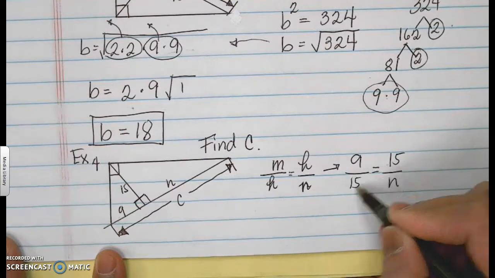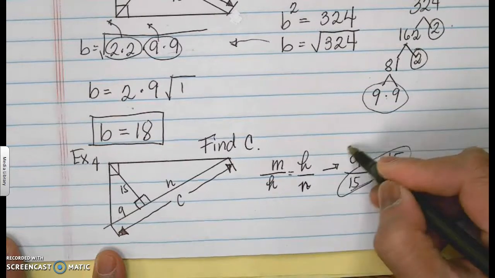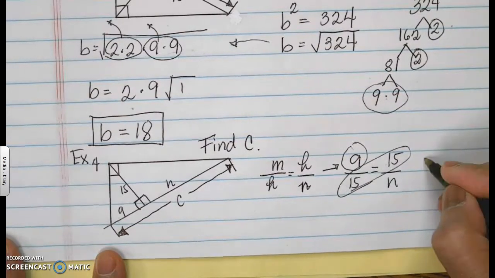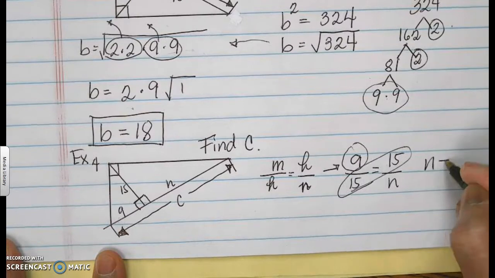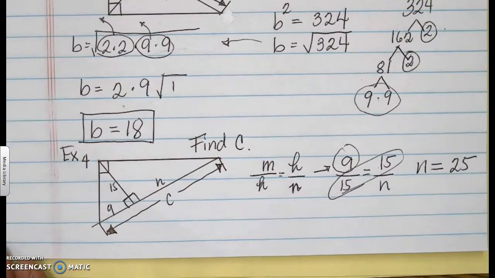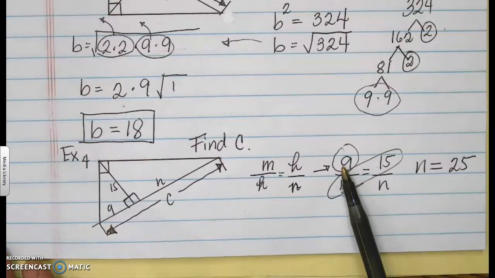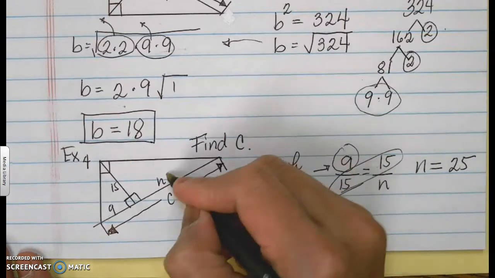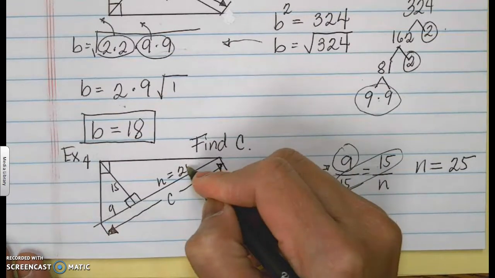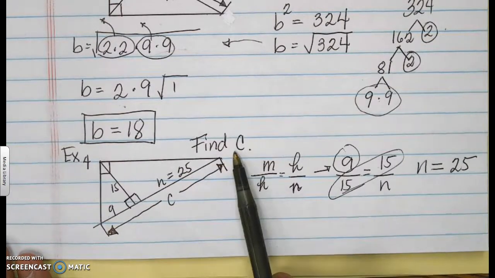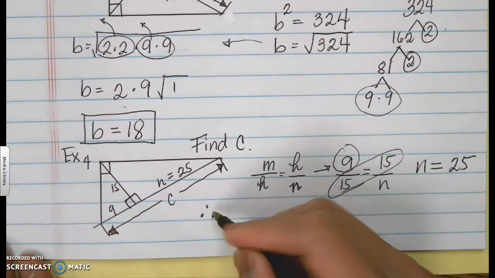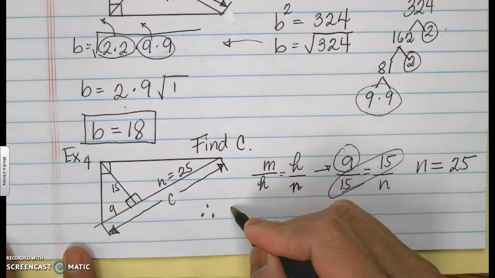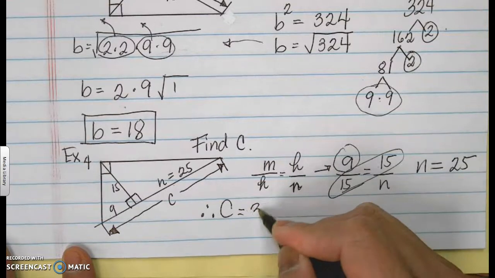And again, we're going to cross multiply this and divide it by 9, thereby making our N equal to, so after you cross multiply and divide it by 9, you're going to get N equals 25. You are not done. So after getting the 25, according to the problem, solve for C. Therefore, C is the sum of 9 and 25, making it become C equals 34.